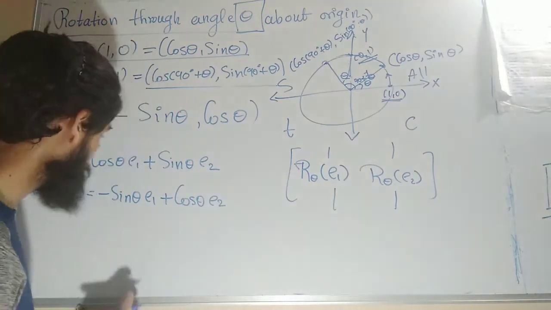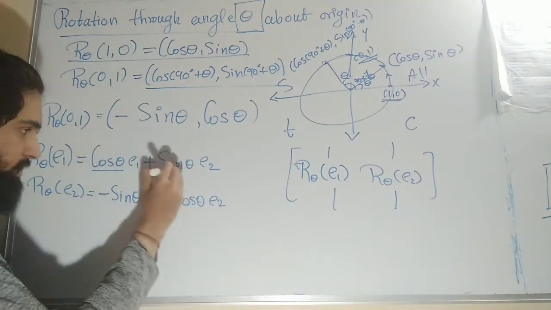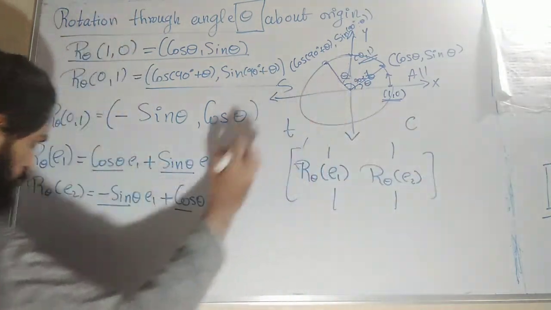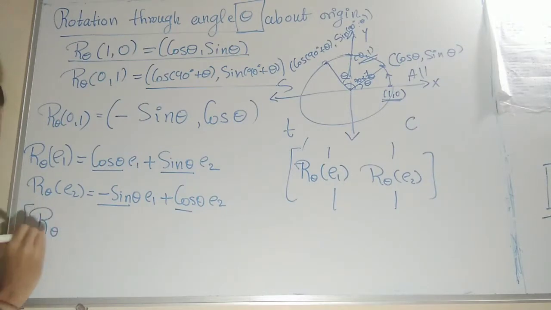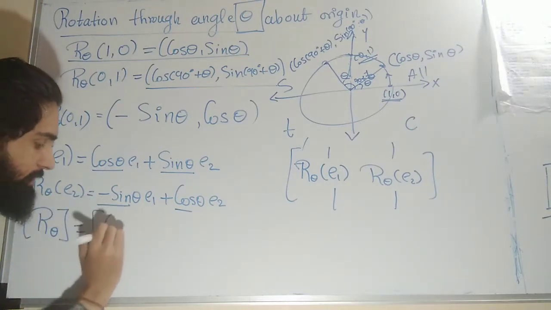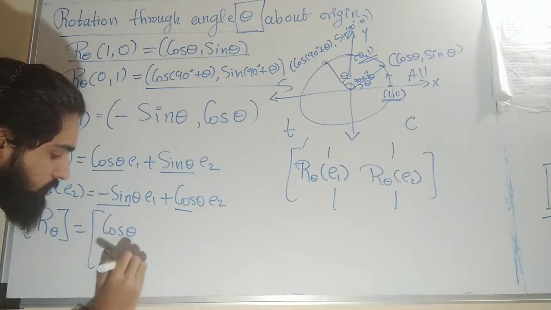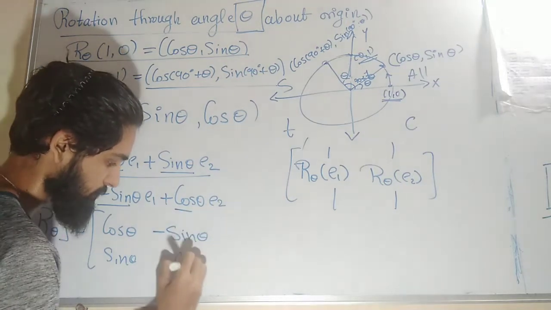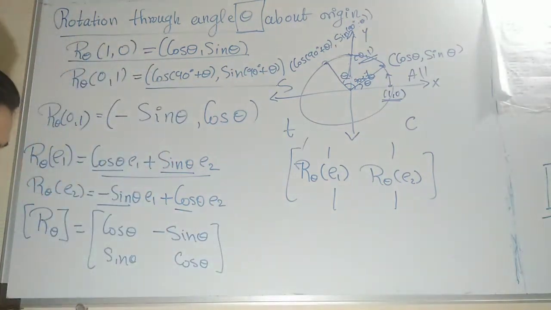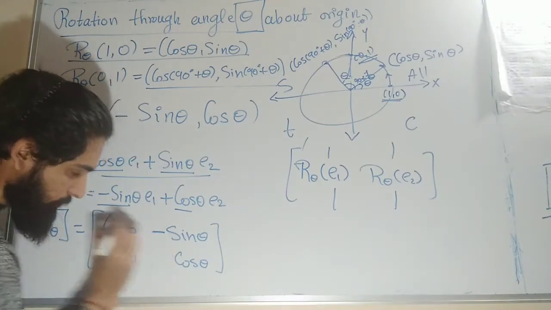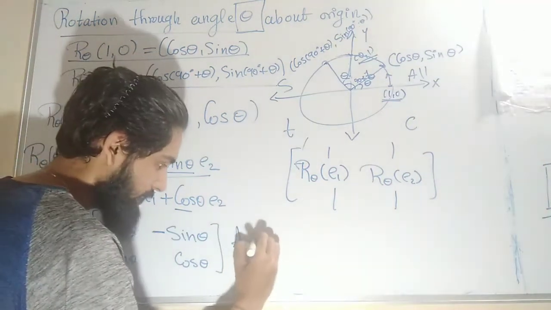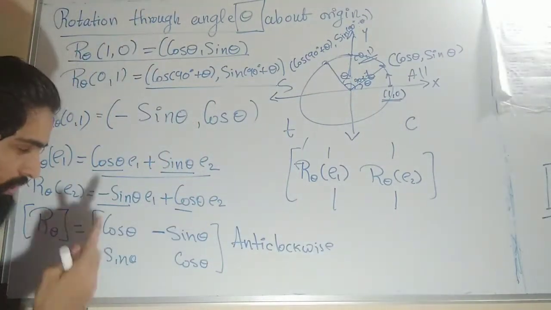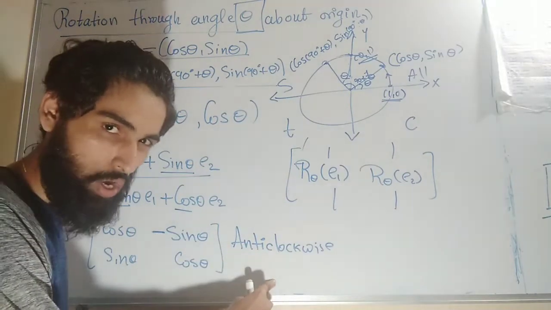I hope you guys can do this. So now I know the coefficients. This will come to the first column, this coefficient will go to the second column. So my matrix representation of R theta is the same as cos theta, sin theta, the first column by this, the second column by this, that is minus sin theta, cos theta. Okay. So you will observe, whenever you have a minus sign over here, you have an anti-clockwise direction. Correct? This is a way to remember.